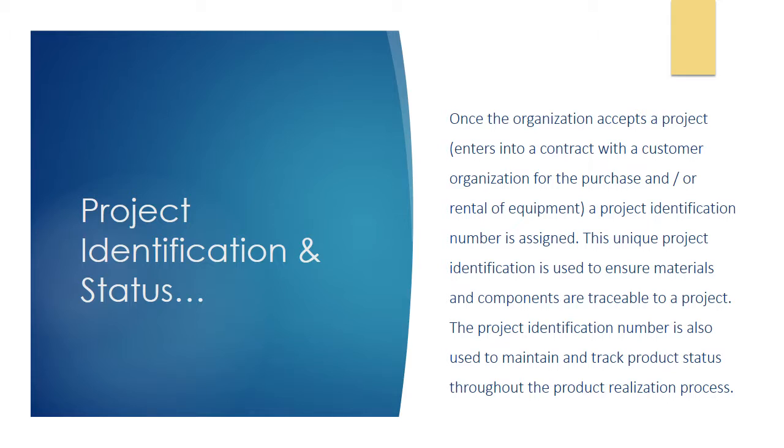Project identification and status. Once the organization accepts a project or enters into a contract with a customer organization for the purchase and/or rental of equipment, a project identification number is assigned. This unique project identification is used to ensure materials and components are traceable to a project. The project identification number is also used to maintain and track product status throughout the product realization process.